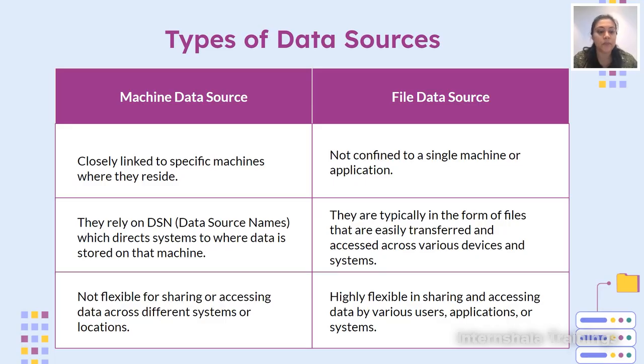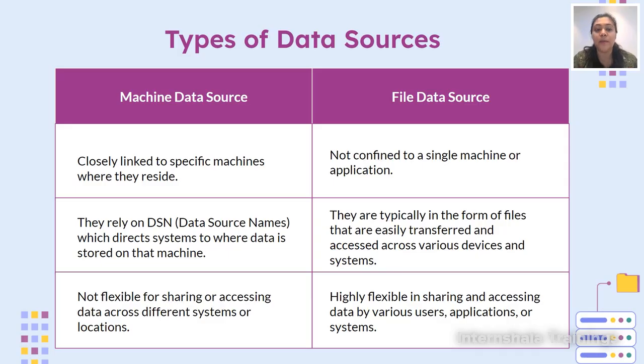Machine data source is not flexible for sharing or accessing data across different systems or locations, whereas file data source is highly flexible in sharing and accessing data by various users, applications, or systems. So an Excel workbook, which is a file data source, can be accessed by any sort of people, right? If I give them the right to access that particular data inside that file, obviously those people can see it.